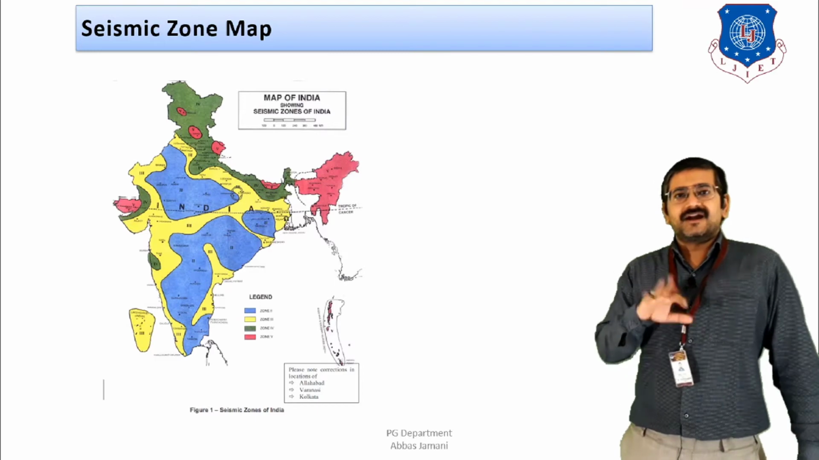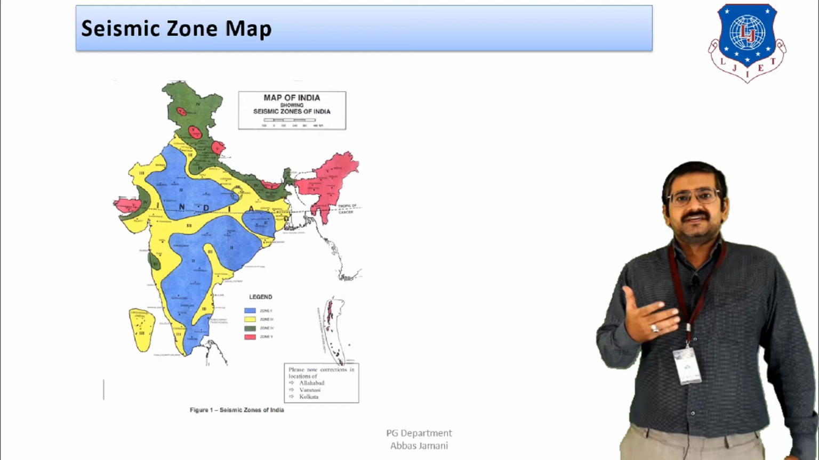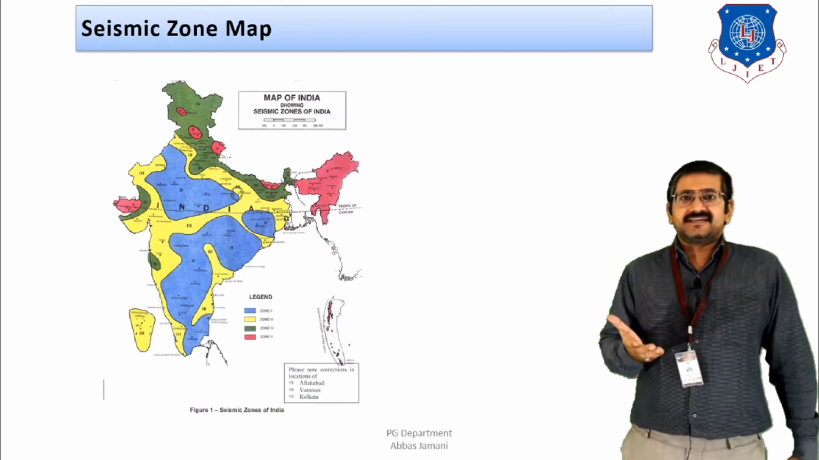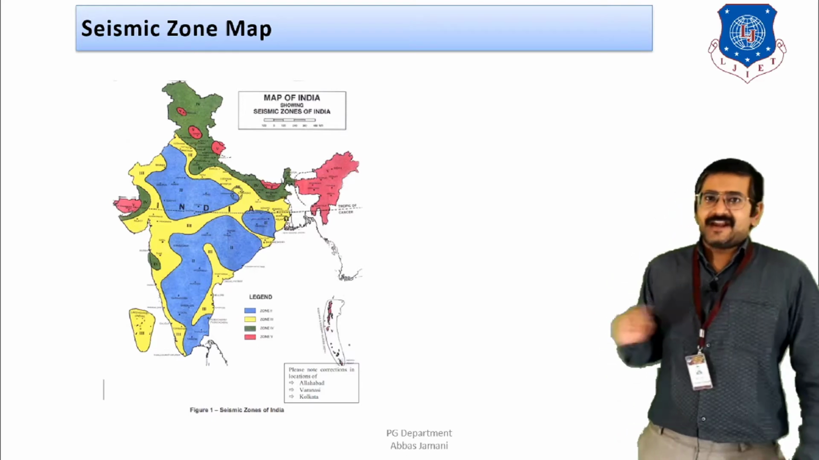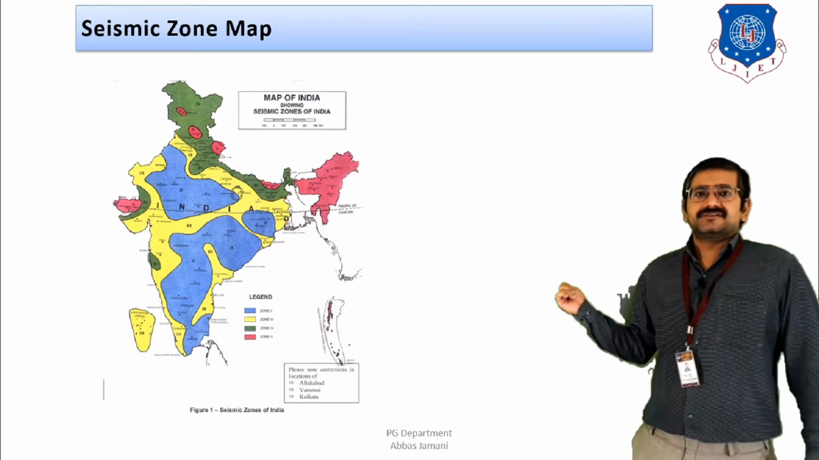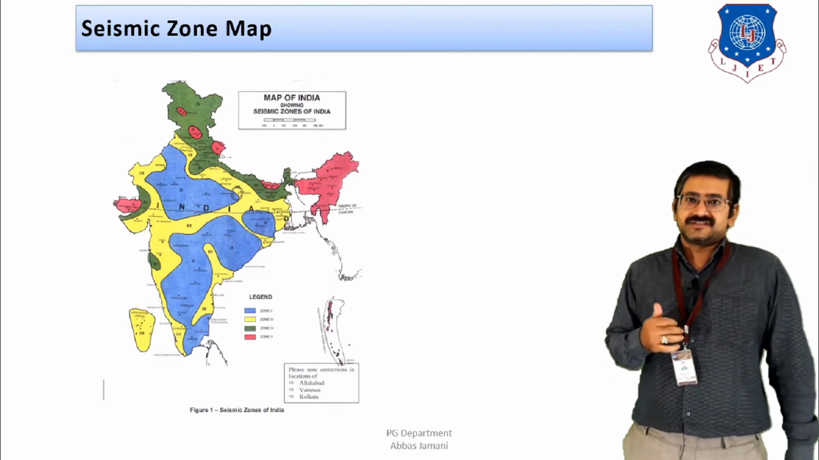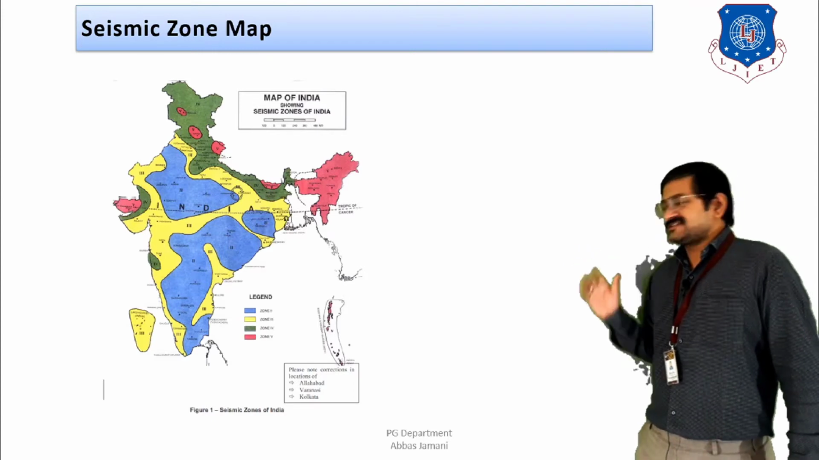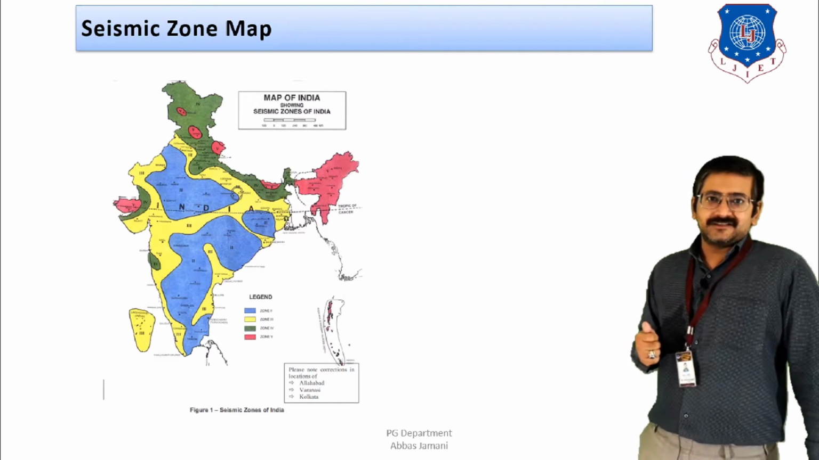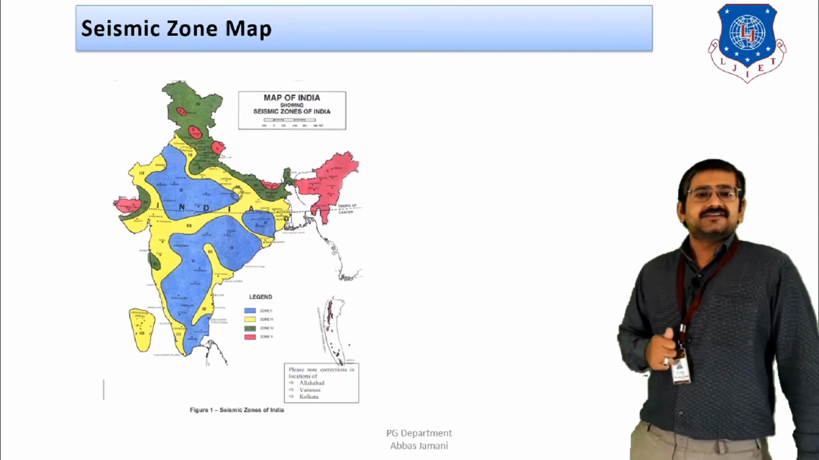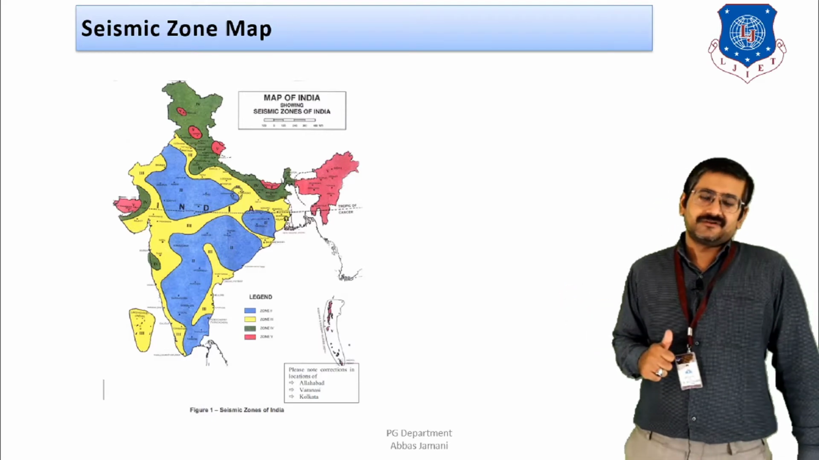But later on, after studying the performance of the structures, the history of earthquakes, and at the same time the peak ground acceleration values, zone 1 and zone 2 were combined together, and presently IS 1893 2016 has this particular map where the entire country is divided into 4 zones, that is zone 2, zone 3, zone 4, and zone 5. If you look at the map, the blue colored area indicates zone 2, the yellow colored area indicates zone 3, the green colored area indicates zone 4, and the pink colored area indicates zone 5, right?